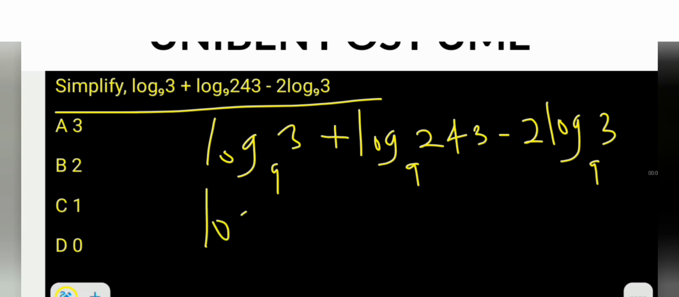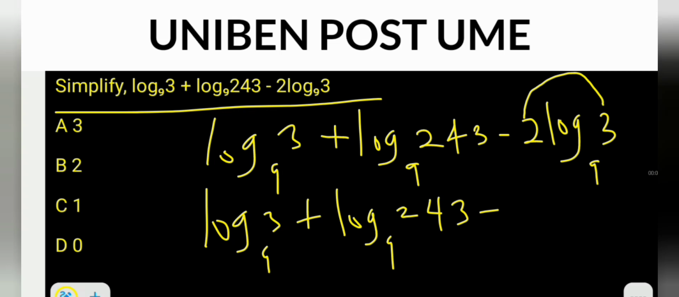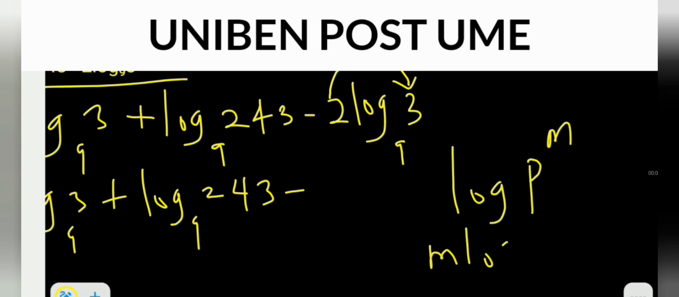So you have log 9 of 3 plus log to base 9 of 243 minus, then you move this 2, according to the power law, move this 2 to the top of this 3. Okay, that's because there's a law of logarithm that says log p raised to the power m is the same thing as m log p.